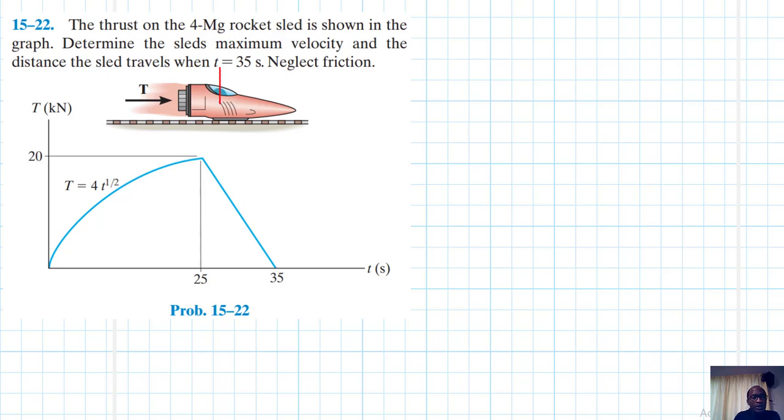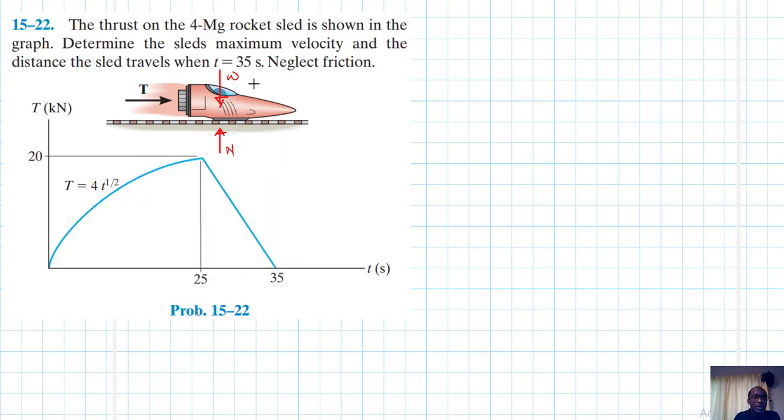So we have the weight, we have the normal force. So this is our W, this is our N. Now we're going to use the concept of linear momentum and linear impulse. So we know that the area under this graph is equal to the impulse.